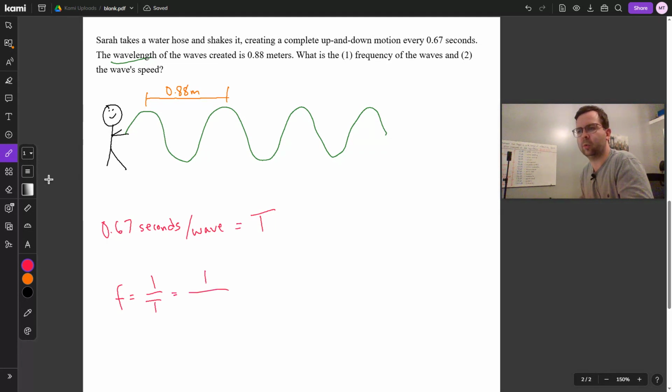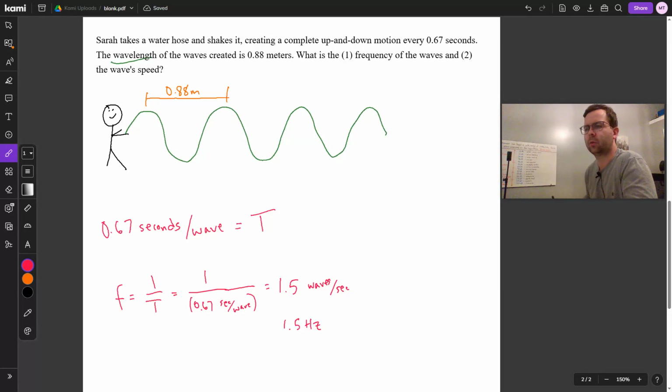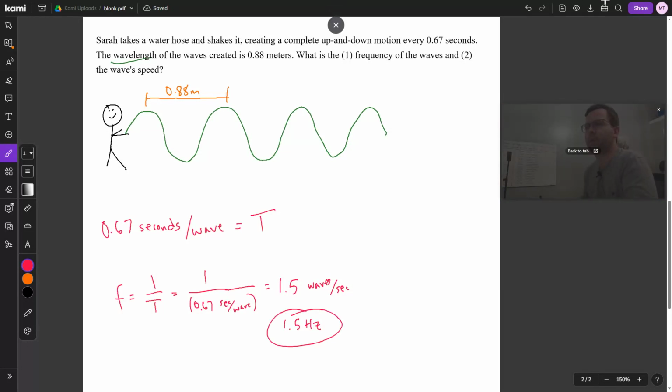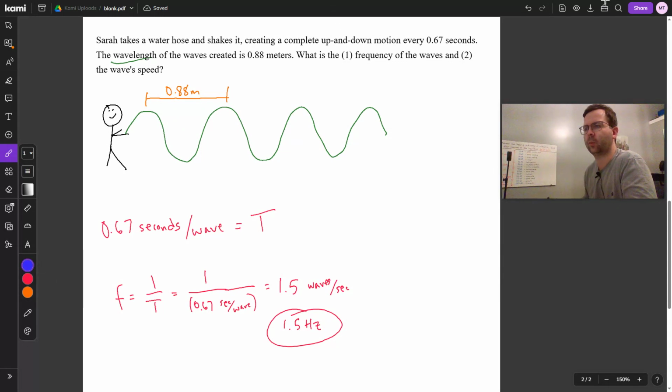So that'll be 1 over 0.67 seconds per wave. And so doing that math, 1 over 0.67 seconds is 1.5 for our frequency. That'll be 1.5 waves per second, or 1.5 hertz for our frequency. So done with that. And now the second question was, what is our wave speed?